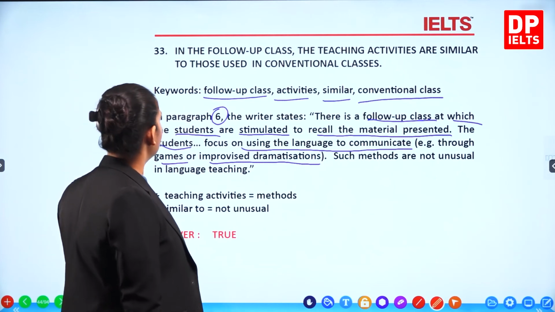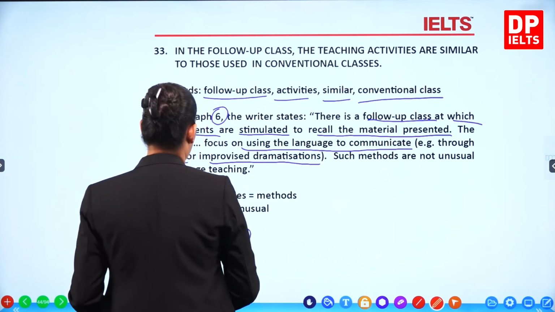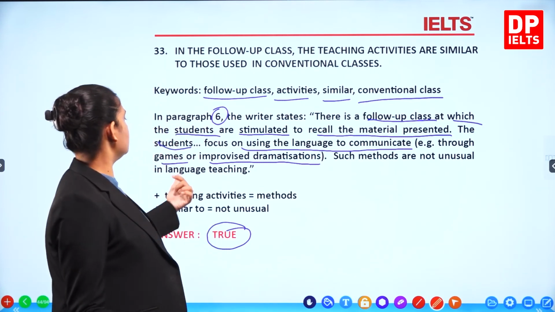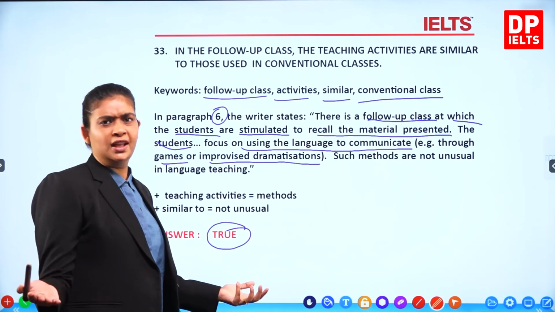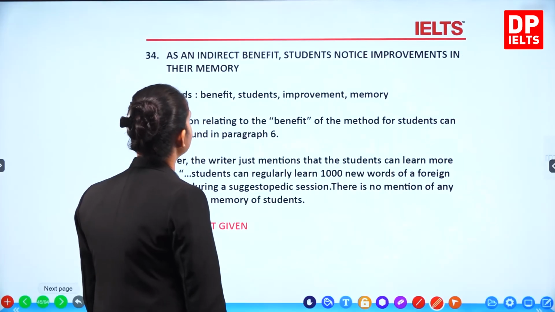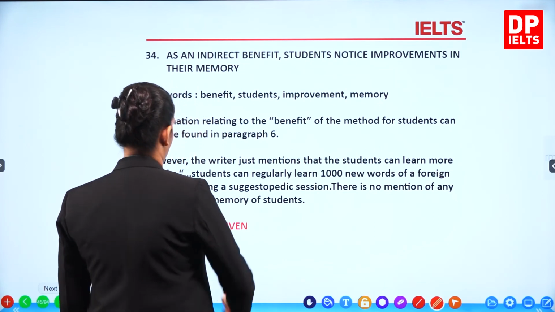Yes, I think that's quite true, right? Not unusual. Such methods are not unusual in language teaching. So, it's nothing new there, right? So, it is true.